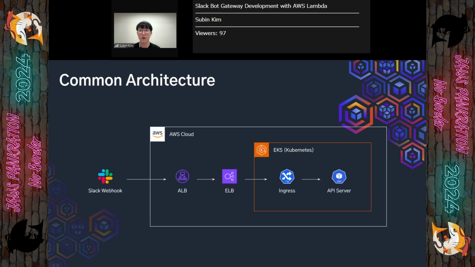This is the diagram of the common architecture. First of all, we get a Slack webhook request from Slack, which goes through ALB and ELB in AWS, which goes through ingress in the EKS cluster, and finally the request hits the API server pod. There are a few potential problems here. This architecture initially seems quite straightforward and effective for handling requests. However, as we dive deeper, some critical problems will be found.